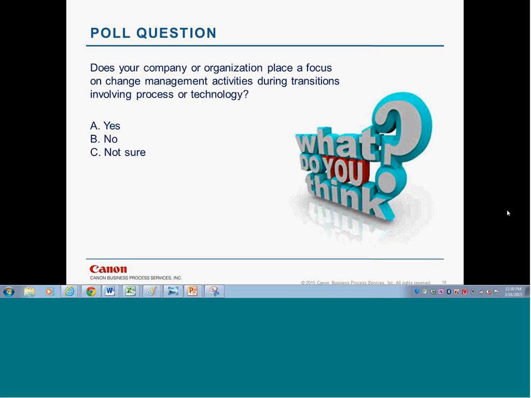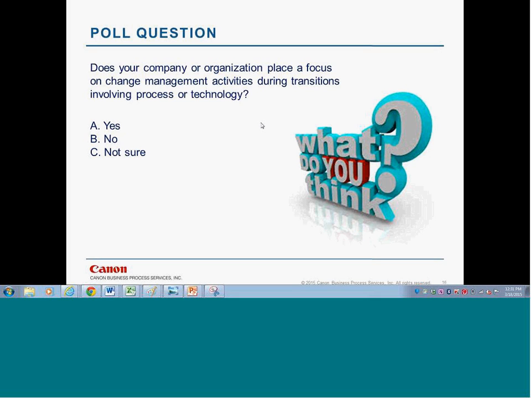It's almost a 50-50 split. We're seeing 52% say they do, in fact, place an emphasis on change management activities. Is that Kathy? That's great. A change in and of itself is a change. A lot of companies don't place an emphasis on that. The fact that it's 50-50 shows improvement from where we've been in the past, but also tells me that we have a long way to go. I would like to see that number at 75 or 80%.